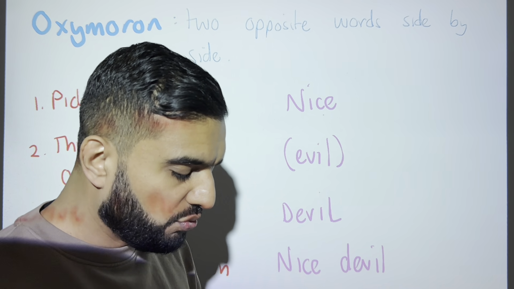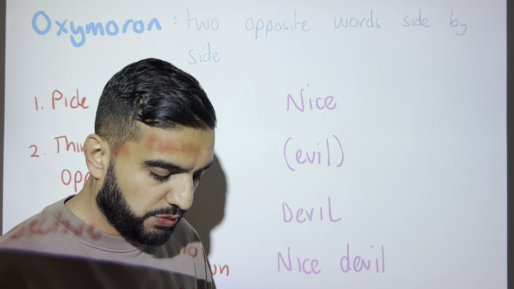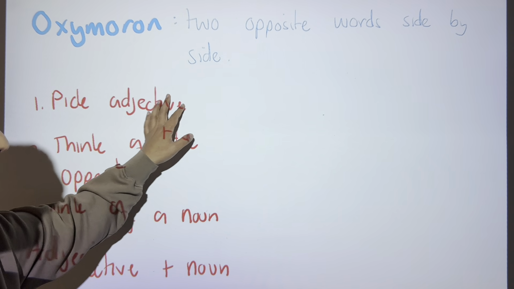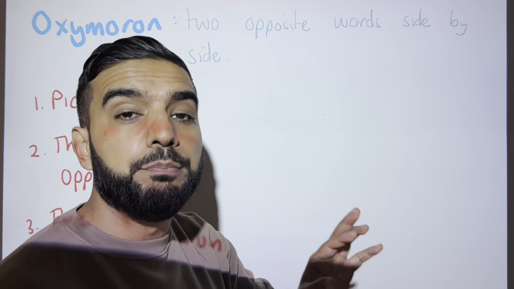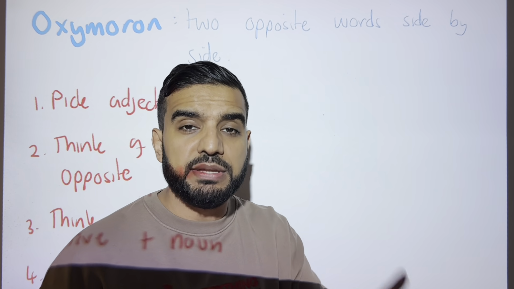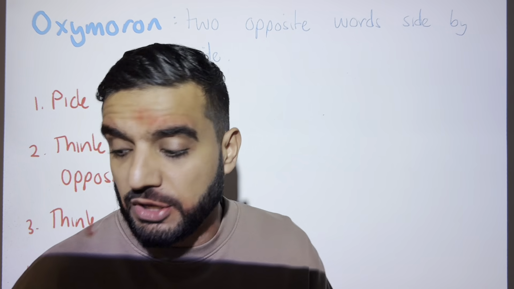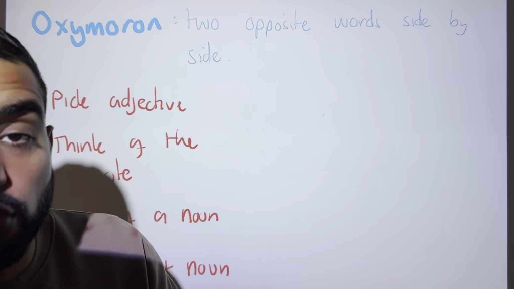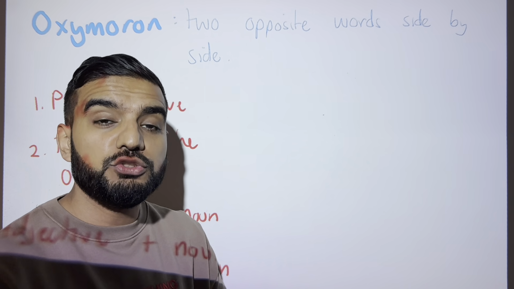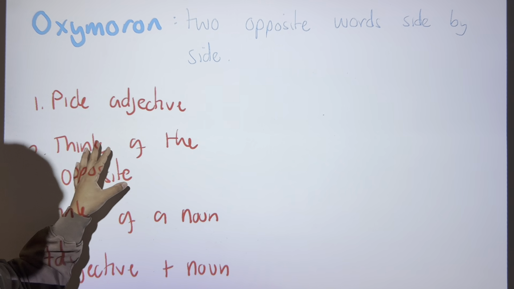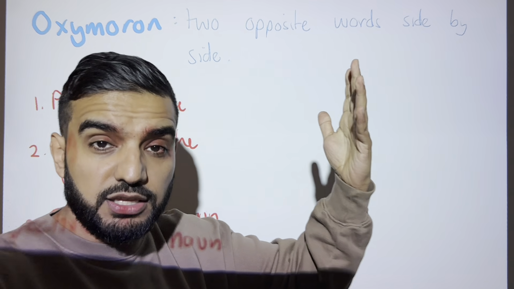All I want you to always ask yourself is the following: what is my first initial adjective? And always pick a basic adjective. Happy, sad, big, small, because we're not too bothered about the adjective. We're gonna turn this into an oxymoron. That's what we care about. So once you've got your adjective, think of the opposite.